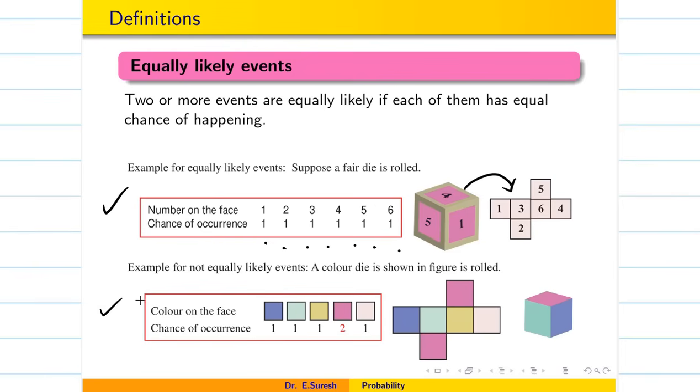The second die is with colors. You see, there are 2 pink sides in this die. Then this is cheating, right? Pink has a probability of occurring 2 times, so there is more probability. And for blue, green, yellow and light red, it has 1 chance. This is not equally likely. So equally likely means it should be split equally for n number of events. I hope you understand, students.